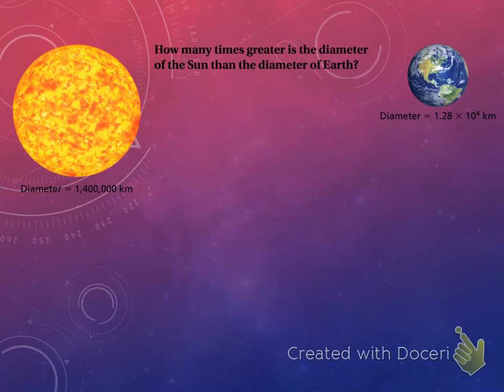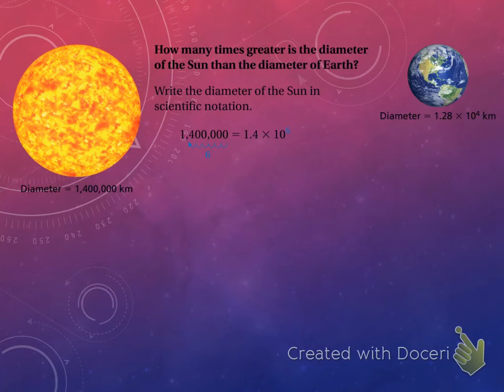Well, let's see. The diameter of our earth is 1.28 times 10 to the 4th kilometers. The diameter of the sun is 1,400,000 kilometers. Well, it's kind of hard to judge those when one is in standard form and one is in scientific notation. So what we're going to do is write the diameter of the sun in scientific notation. Remember, we want one number to the left of the decimal, so we're going to move it to go in between the 1 and 4.